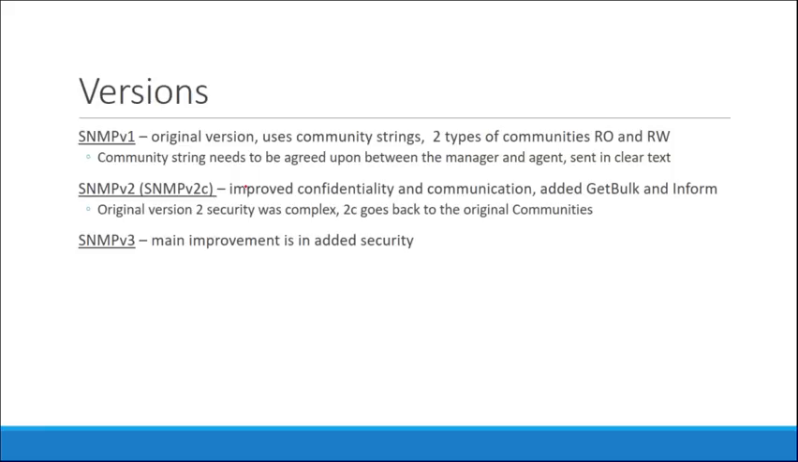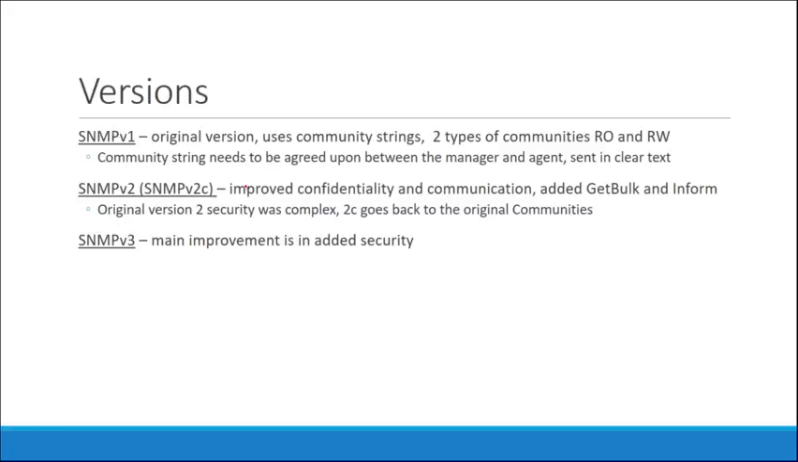SNMP version 1 was the original version, uses community strings. Two types of community strings, read-only and read-write. We have to have read-only in there if we expect an agent to communicate via SNMP, whether it be version 1 or version 2. Read-write would allow those set commands to be done. So if we do a read-write, we would allow changes or writing to the device. The community string needs to be agreed upon between the manager and the agent.